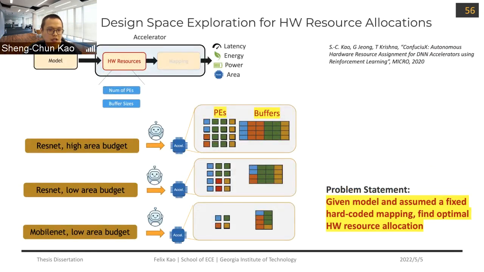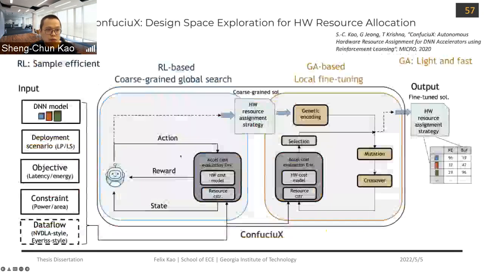The next work is that we want to do DSE for hardware resource allocation. The problem is like this. Given a model and assuming a hard-coded mapping, we want to find the optimal hardware resource allocation. This scenario happens at hardware design time. For example, we have a targeted model like ResNet and an area and power budget. I want to use an algorithm to figure out the best compute and buffer allocation. We propose Confucius, which is essentially an RL-based method. It uses RL to find a coarse-grained solution and uses GA to do a few iterations of fine-tuning.